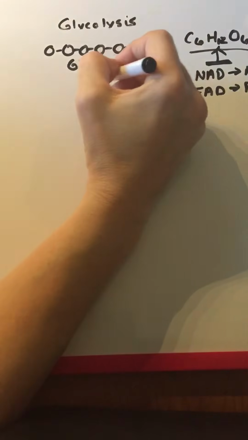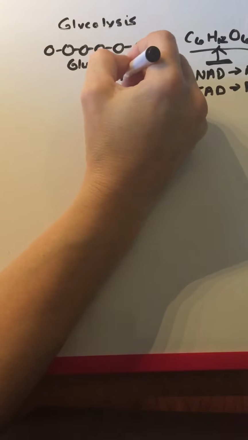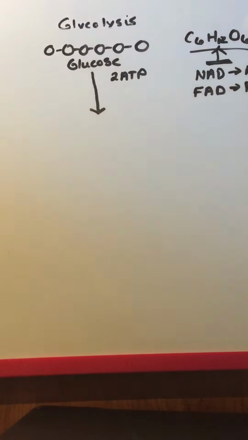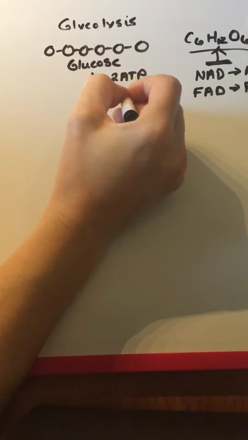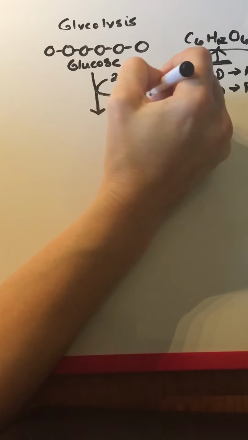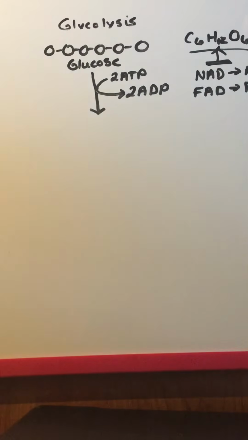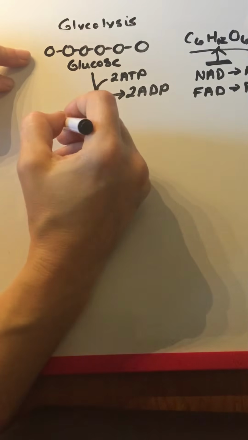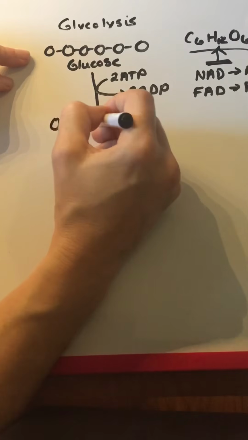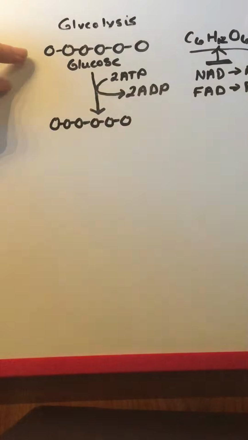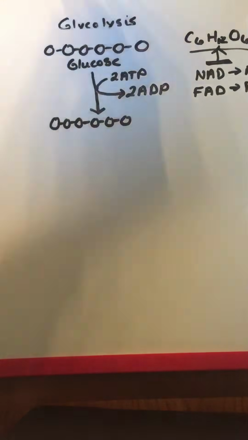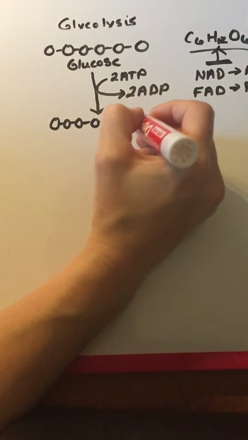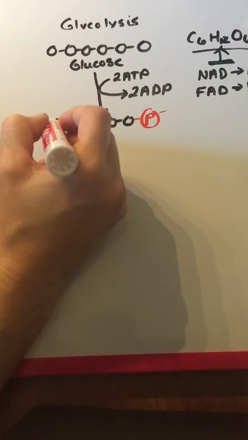We're going to bring in, ultimately in these 3 steps, 2 molecules of ATP. We're going to remove the phosphate group from each of those ATP molecules, releasing 2 molecules of ADP, and those phosphates are going to be moved and placed onto this glucose molecule. So what we are going to form is a molecule called fructose 1,6-bisphosphate.